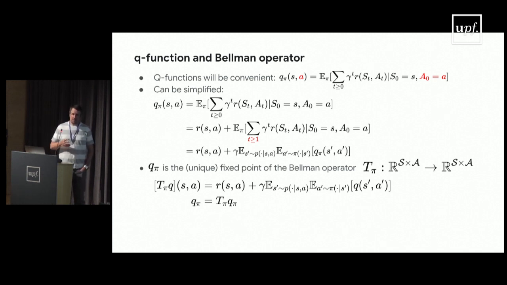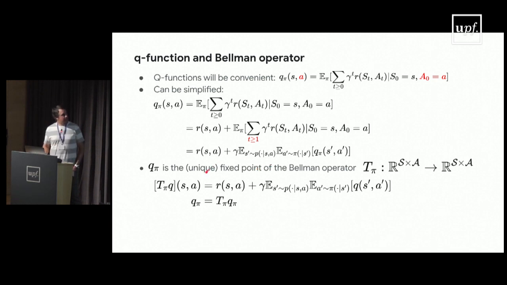When you start from a given state and choose a given action A for the first decision and following the policy pi afterward, this Q function can be simplified to the reward plus gamma, the expected Q function in the next state. And this is called the bootstrap term. So this is something you should know already.